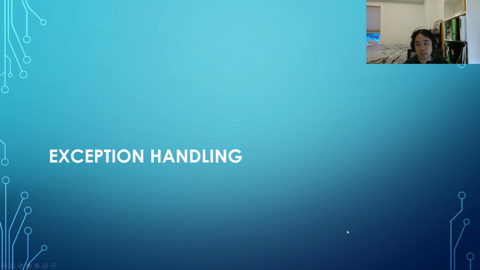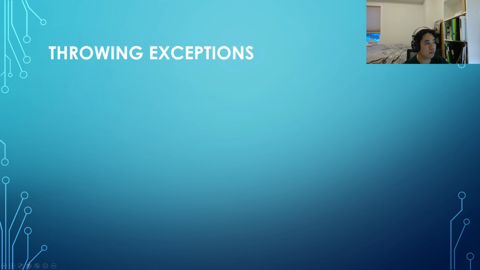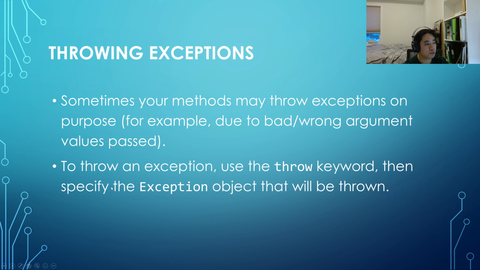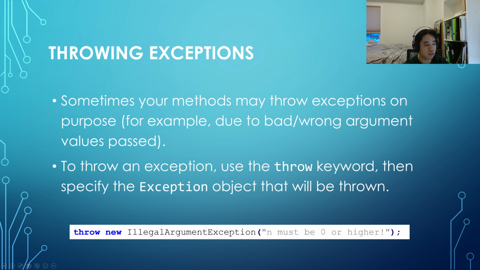Okay, now that we got polymorphism out of the way, I'm going to talk about exception handling. The first part would be throwing exceptions. Sometimes your methods may need to throw exceptions on purpose, maybe because of bad input. To throw an exception, we use the throw keyword. Then you specify the exception object that will be thrown. Here's an example: I can throw a new IllegalArgumentException saying that n must be 0 or higher. Well, sometimes you have to, because maybe some operations cannot take negative numbers.